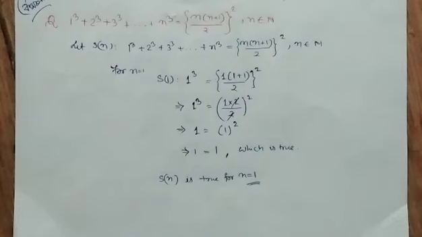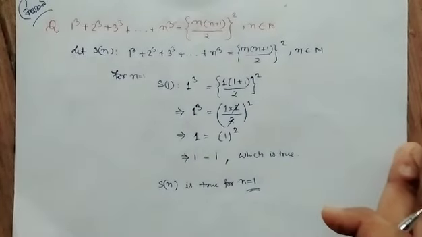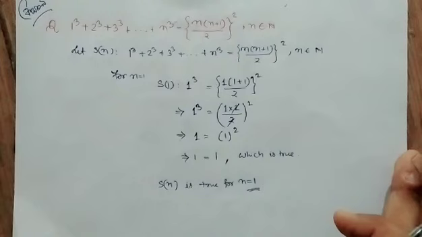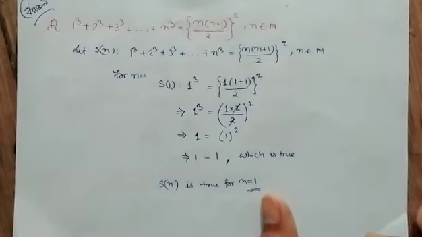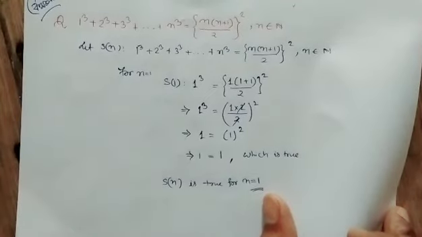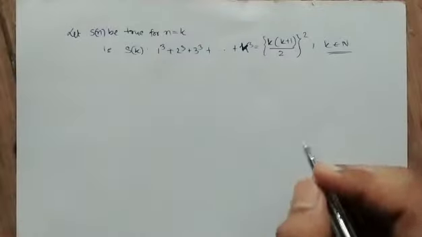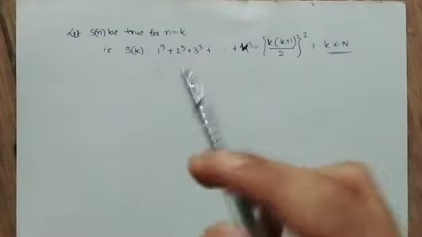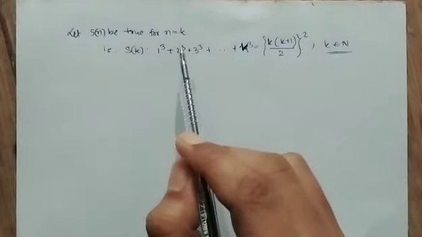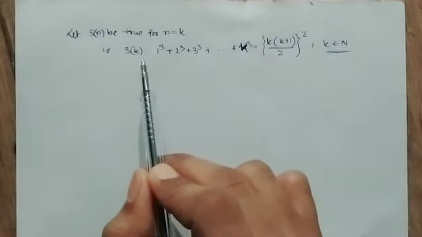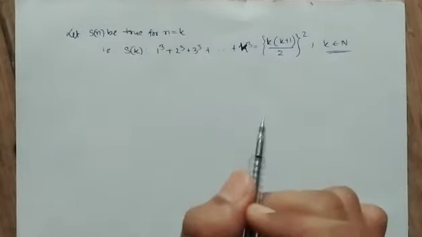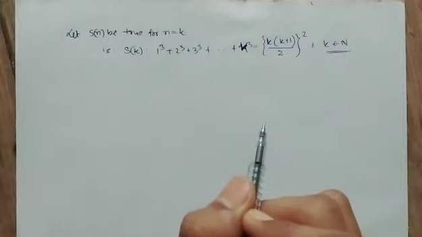So what's the next step? We will now verify whether this statement Sn is true for n equal to k plus 1. So we first consider this statement to be true for n equal to k, and then using that statement we will prove that this statement is true for n equal to k plus 1. So now we will consider that this statement Sn is true for n equal to k. Considering that, we need to now prove that this statement is true for n equal to k plus 1.